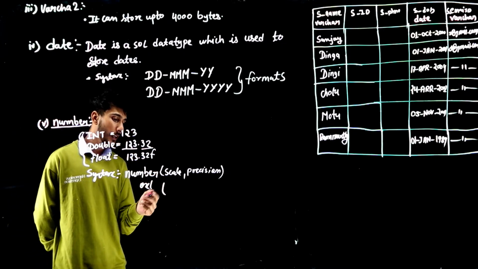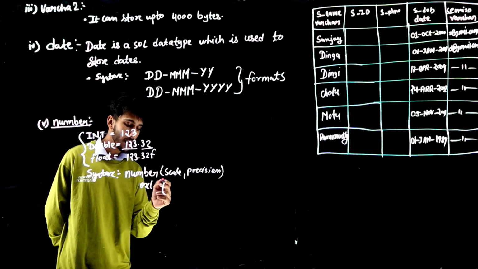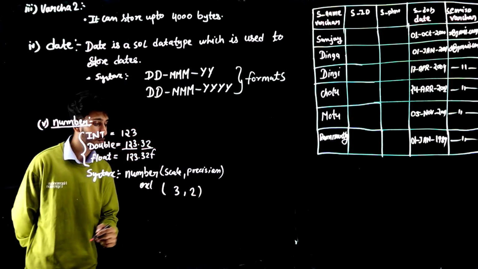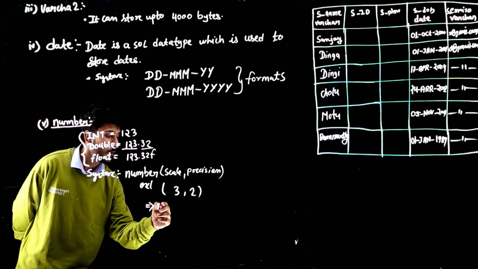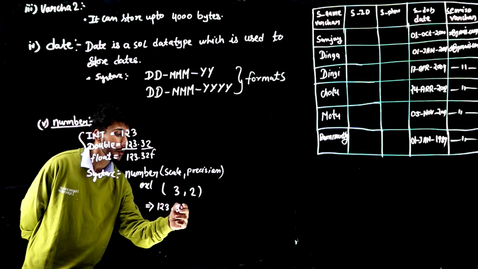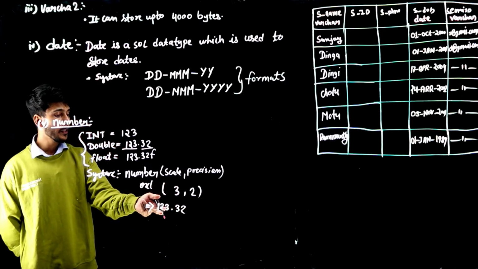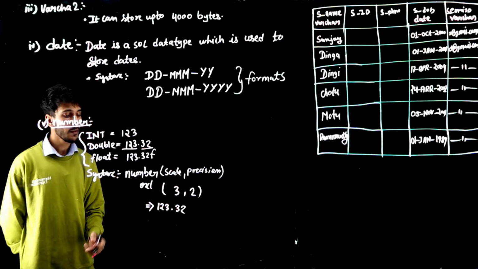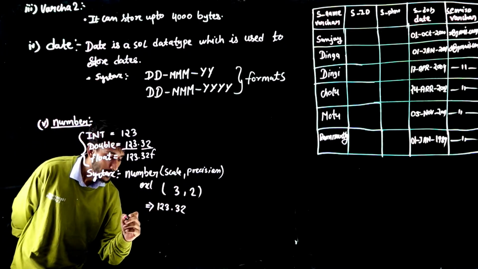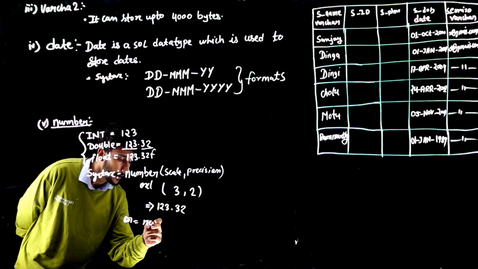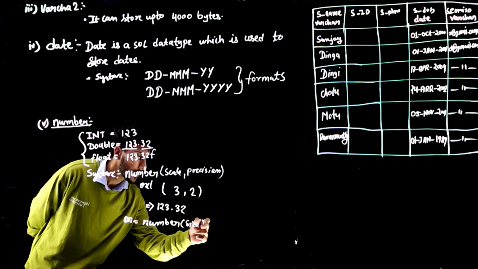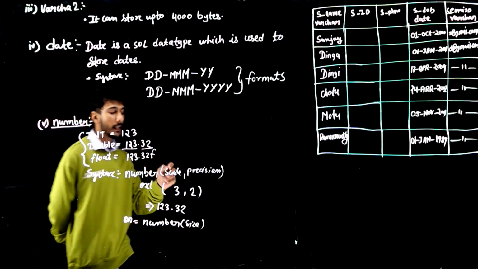Let's take an example. If I have given number(3,2), that means I can write what? 123.32. That means 3 will be the size before the decimal and 2 will be the size after the decimal. Or I can write number and a size; directly you can give the size, or a scale also.